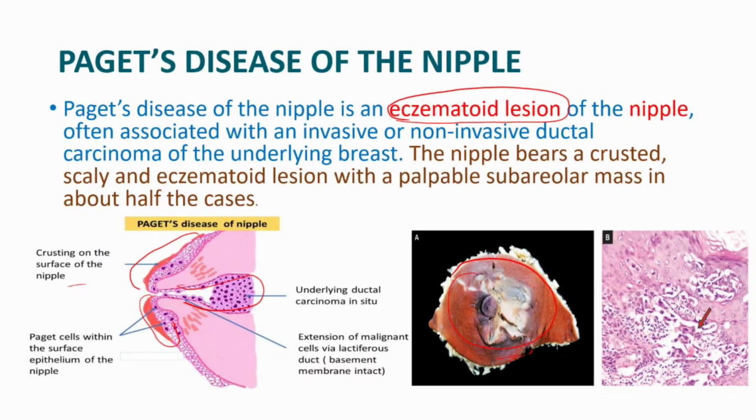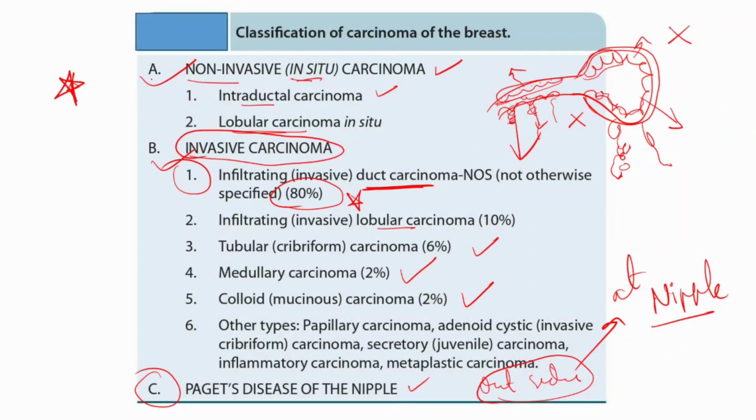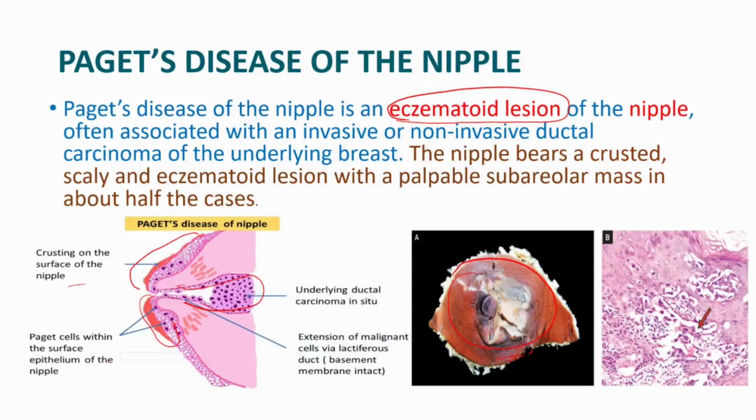Always remember we have non-invasive types. In non-invasive we have intraductal and lobular, inside the duct and inside the lobes. They are not invasive; they are present inside the basement membrane only. In the invasive type we have different types. And the third one is Paget's disease, which is present outside, at the nipple area, called Paget's disease of the nipple. These are the three main types of cancers seen in the breast.